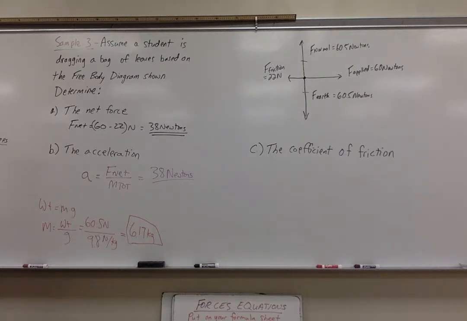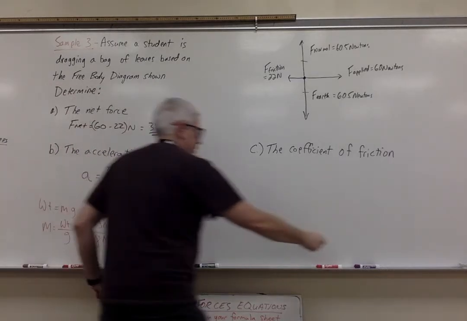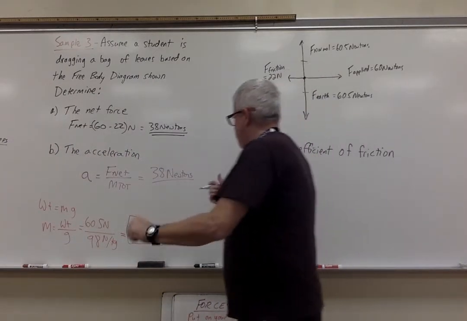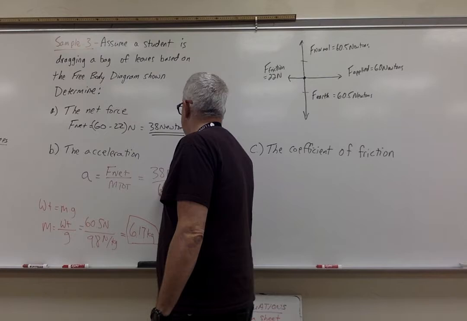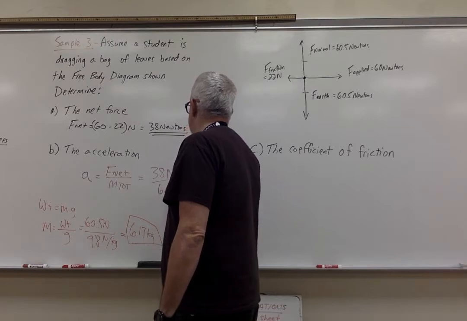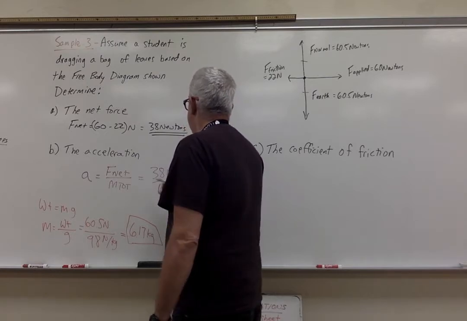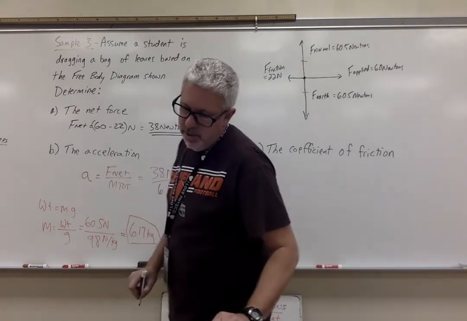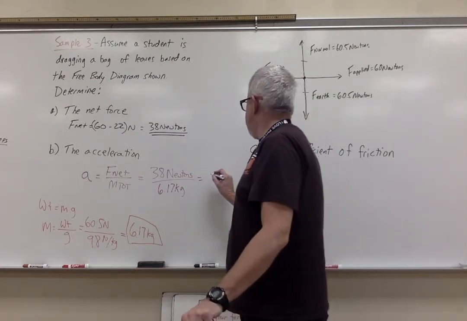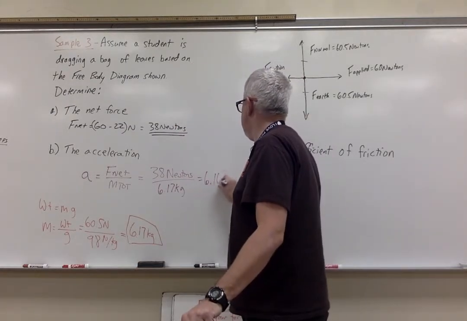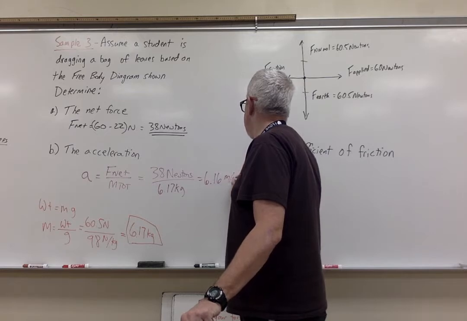All right, so now I plug that up here. 38 newtons divided by 6.17 kilograms. That should give me a little over 6 meters per second. So that's about 6.16 meters per second.